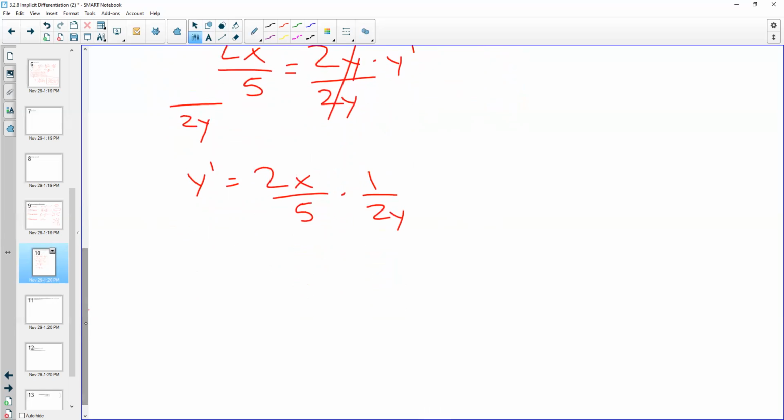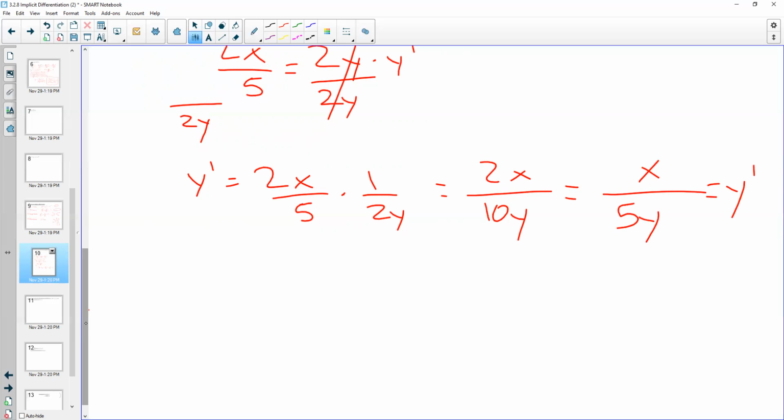So we'll get 2x over 10y, which we could reduce: 2 divided by 10 would be 1 over 5. So we get x over 5y. So this is the general slope for our function at any point, right?